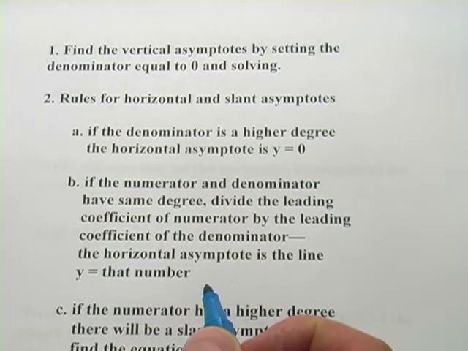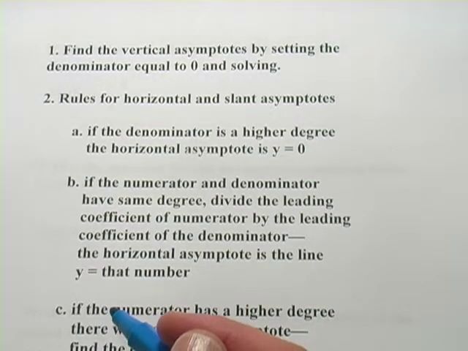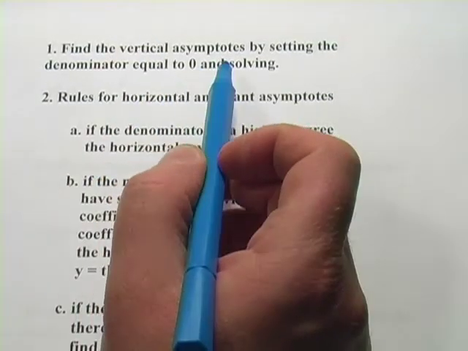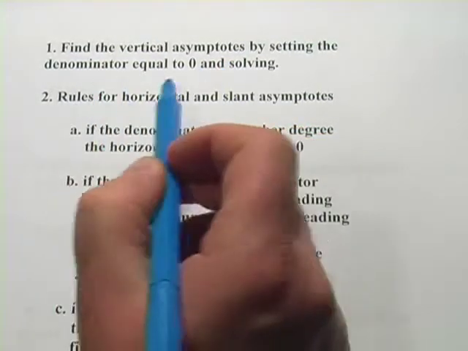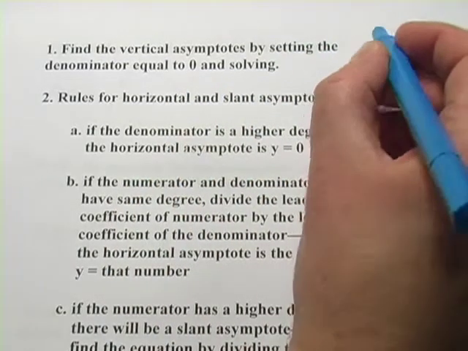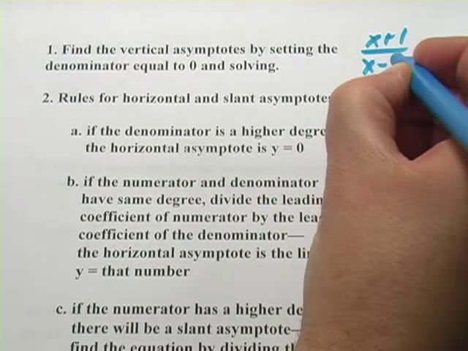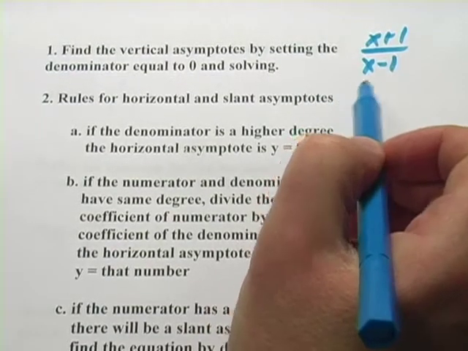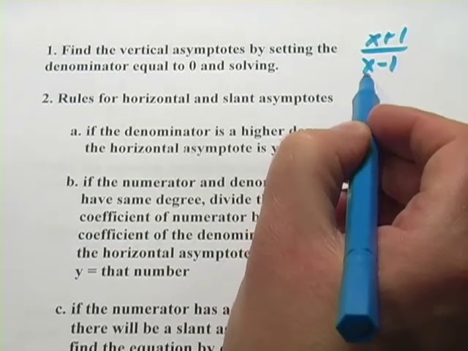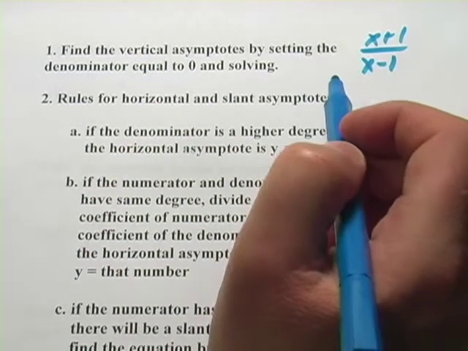In these next problems, we're working on finding the asymptotes of rational functions. Finding vertical asymptotes is pretty easy. You're just looking where the denominator is equal to 0 and solving for that. So if I had a simple function like x plus 1 over x minus 1, the place where the denominator is 0 would be where x equals 1, and there would be a vertical asymptote there.